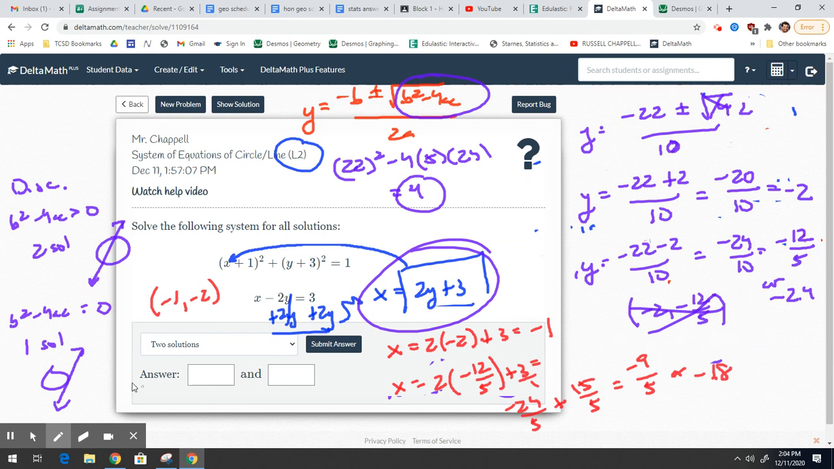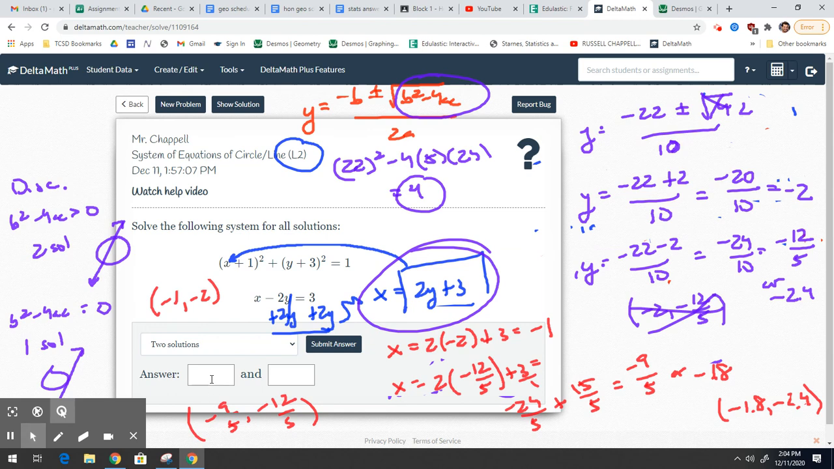So then my second solution will be x first, right? That's the number I just got, negative 9 fifths, and then y, which was negative 12 fifths. Or again, you could do the decimal, which would be negative 1.8, negative 2.4, whatever you choose to do. And I think they accept both. Okay, and that's it. So I'm going to plug my answers in.